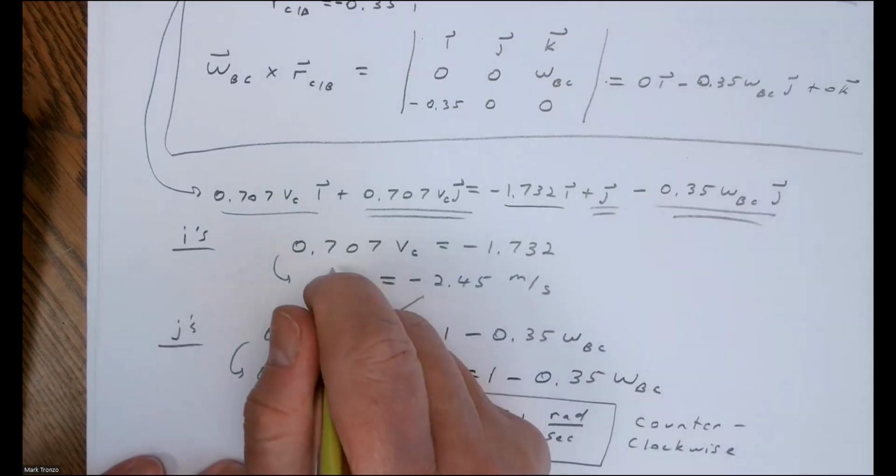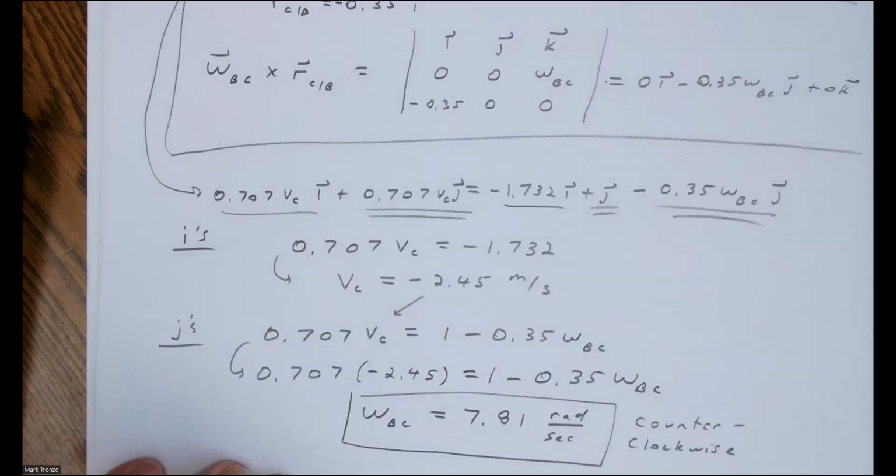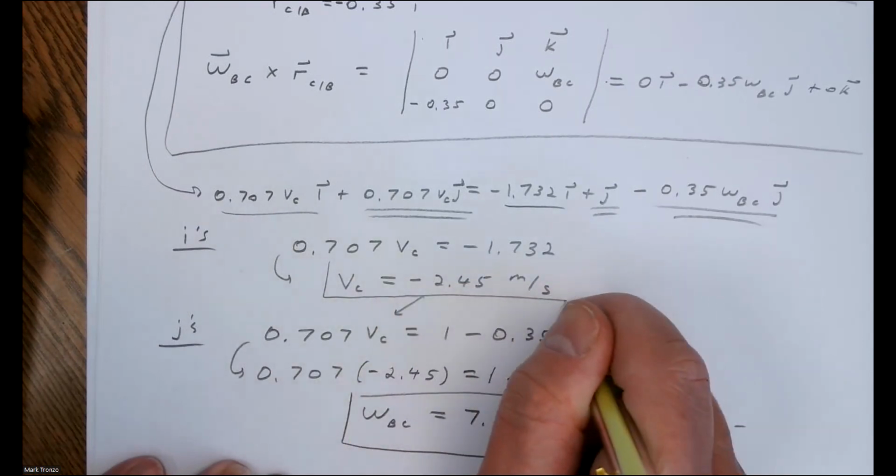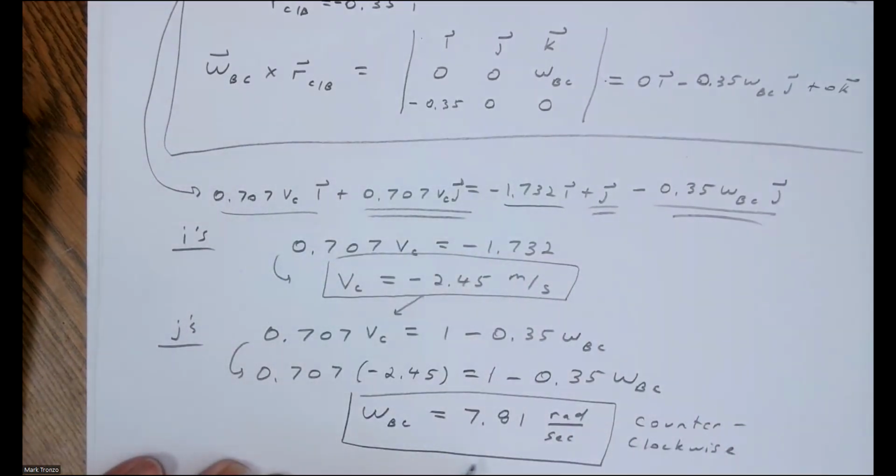And that's what we found, everything we're supposed to find. We're supposed to find the velocity of C and omega BC.